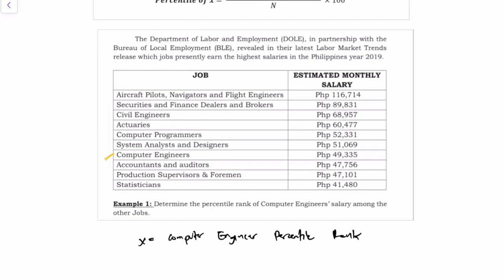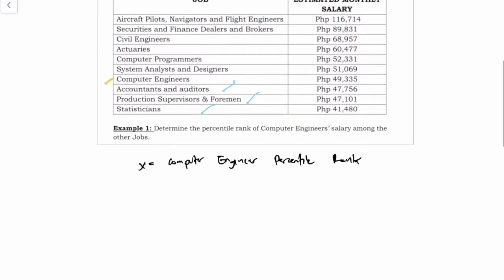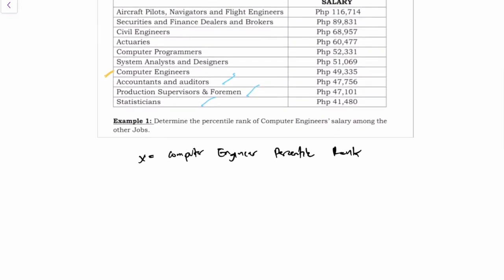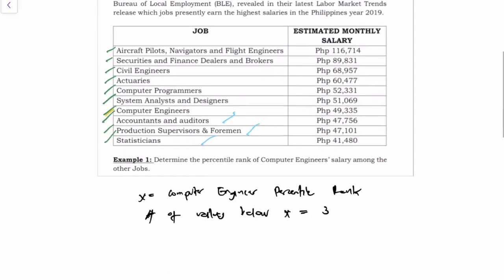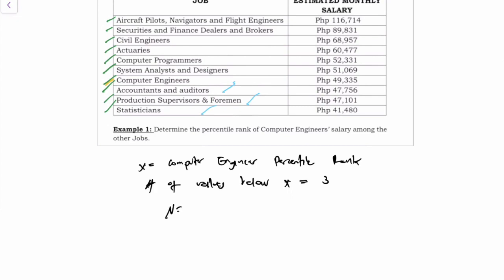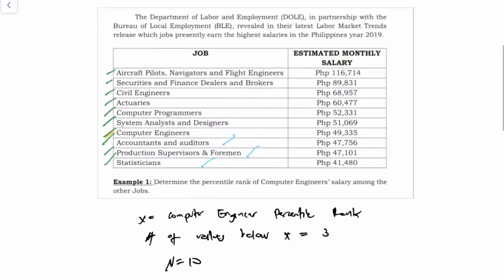So, we have the accountants and auditors, production supervisors and foremen, and statistician. So, we have 3. So the number of values below x is 3. We also have n. So what is n here? N is the total number of jobs. So let's count the total number of jobs. We have 1, 2, 3, 4, 5, 6, 7, 8, 9, 10. So n is equal to 10. And simply plug in these values into the formula.